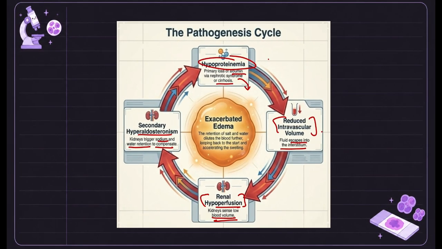But here's the catch. Your blood still lacks the albumin necessary to hold onto that water. So this extra fluid simply leaks right back out. The cycle loops back to the start, and the edema gets terribly worse.